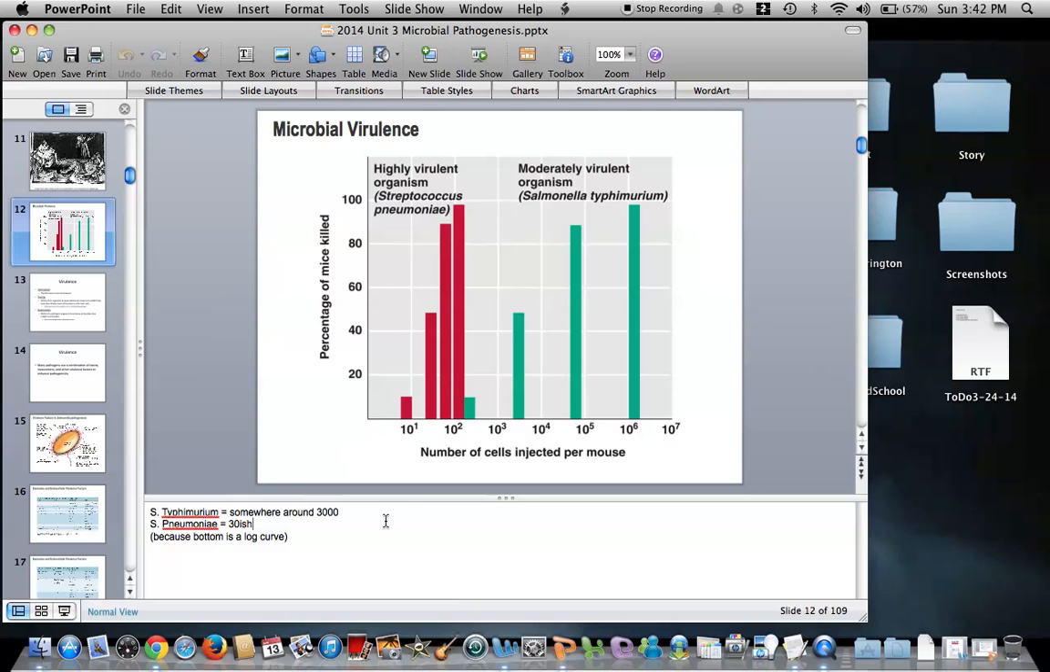Alright, so microbial virulence. A highly virulent organism like Streptococcus pneumoniae. You can see here, this is percentage of mice killed, and this is number of cells injected per mouse, so that can be thought of as dosage for injecting these bacteria. You can see there's a lot less needed of Streptococcus pneumoniae to kill the mouse, and this is about your 50%, and it's very close to the 100% killing.